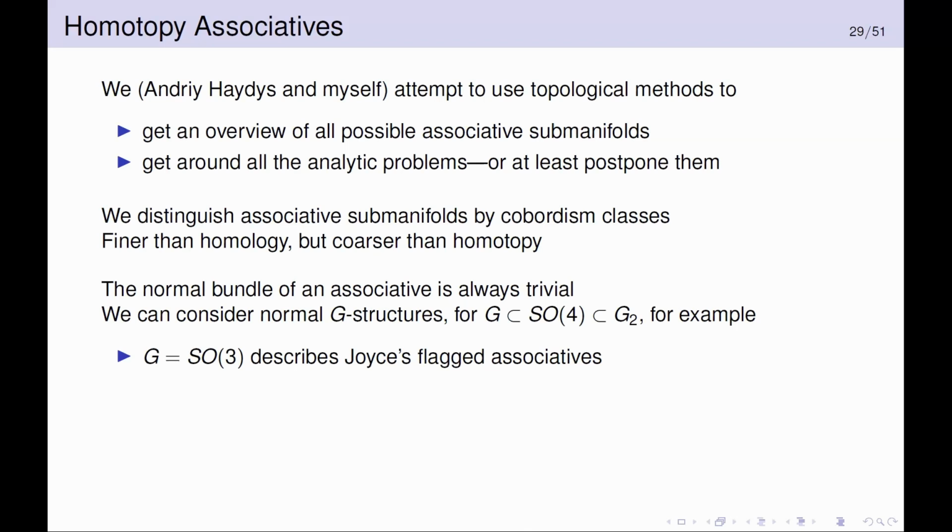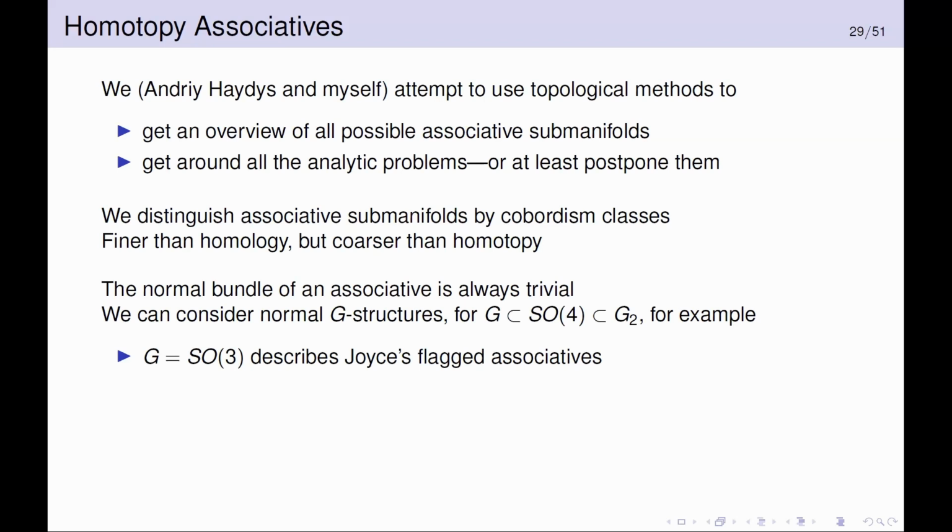So this means when we want to consider cobordism, we want to have some structure on the normal bundle of the associative. And we can basically pick any subgroup of SO(4) that we like. In fact, we could say spin, probably. But I'm not quite sure, as there is no natural spin structure. There always is one, but it's not natural. So let's stick to SO(4).